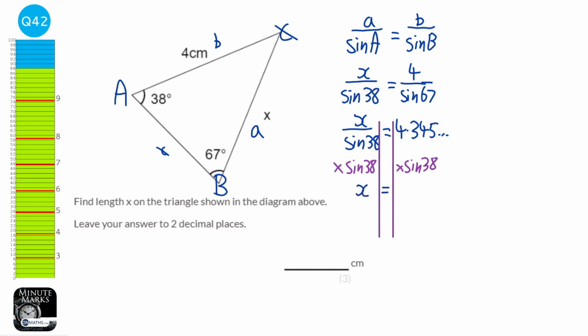And so that will give us 2.675, and when we round that, we get 2.68.